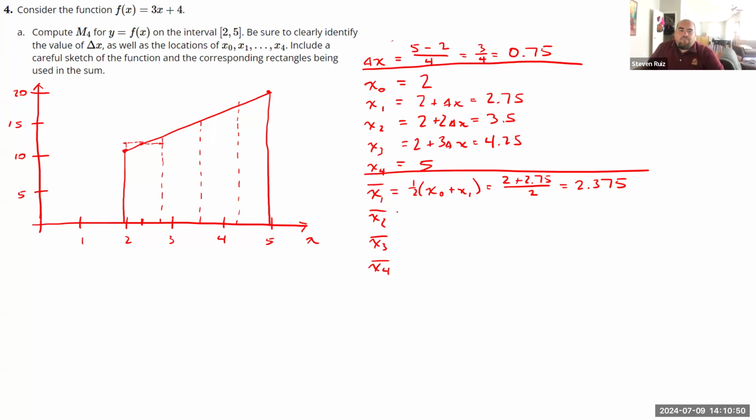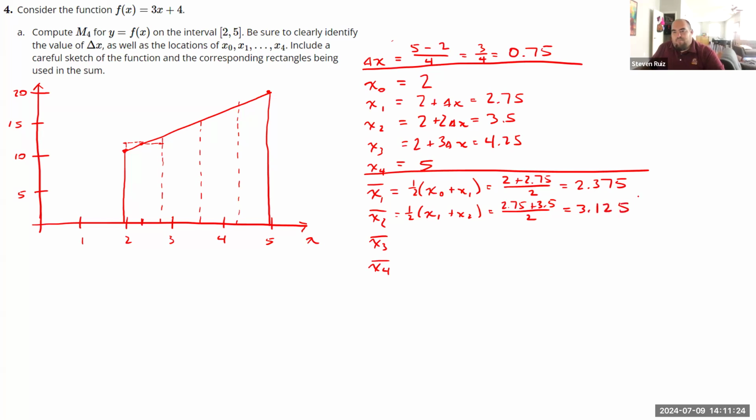All right. Now let's find the next value. What's the midpoint of x1 and x2? That will be 2.75 plus 3.5 over 2. That's 6.25 over 2, which will be 3.125.